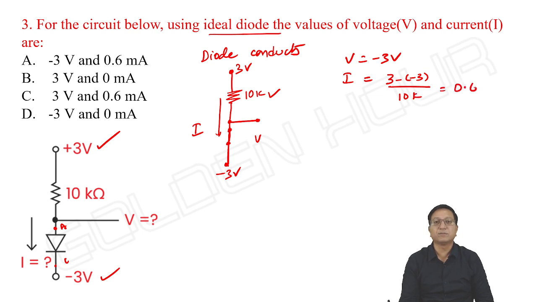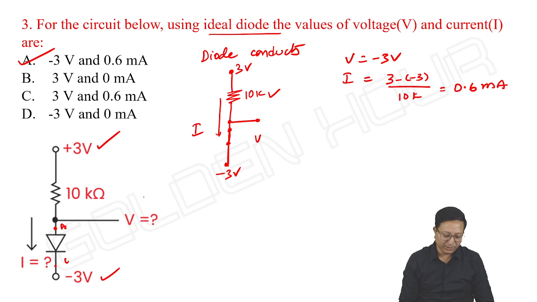It is equal to 0.6 milliamperes. So, V is minus 3 and I is 0.6 milliampere. Option A is correct. Very simple.